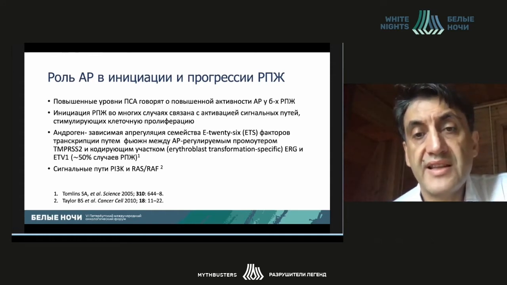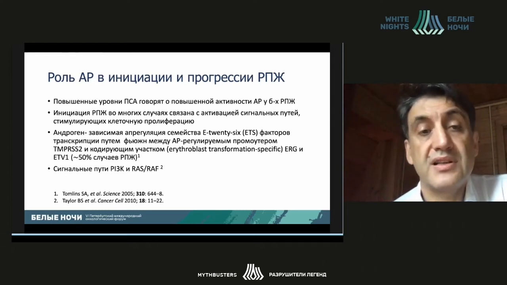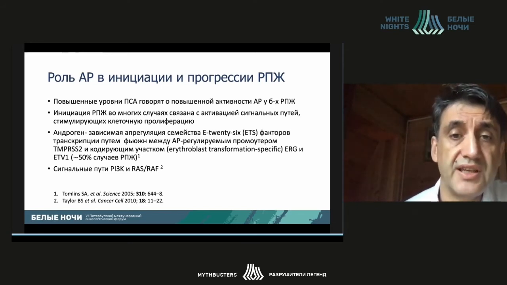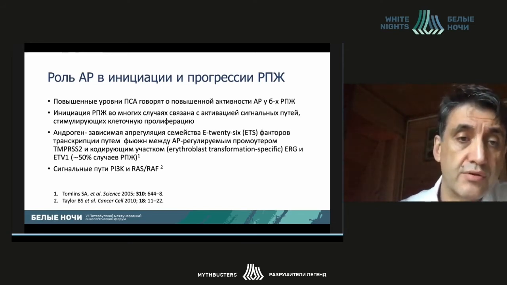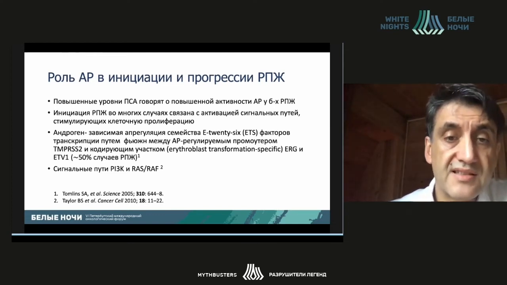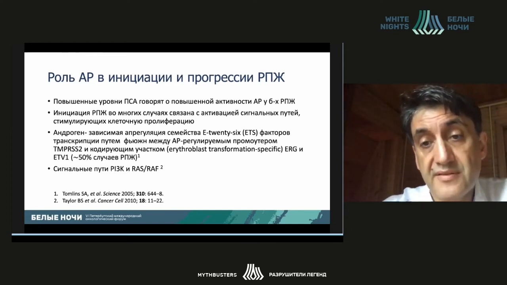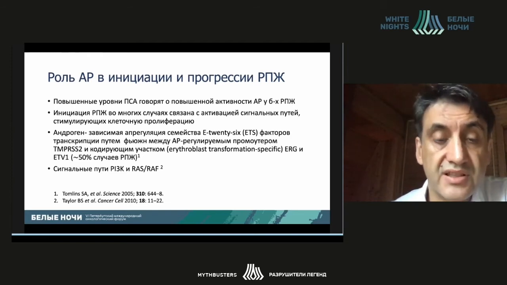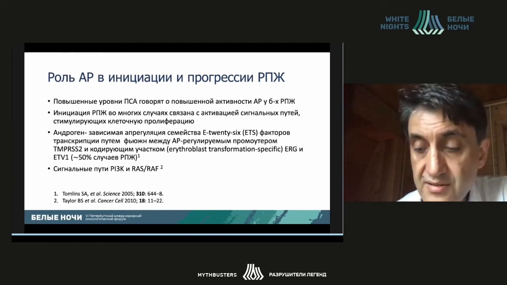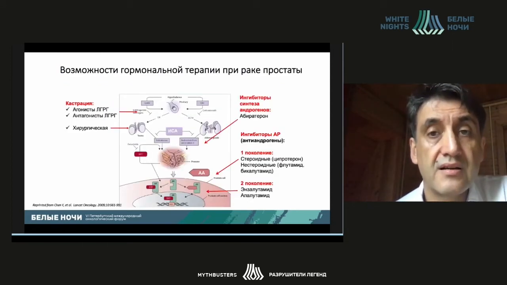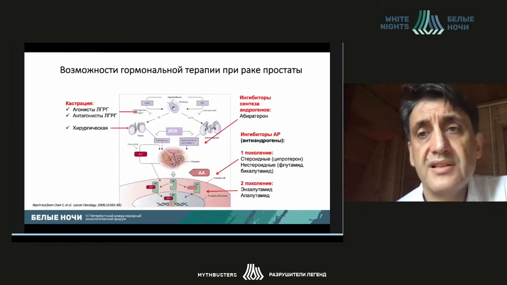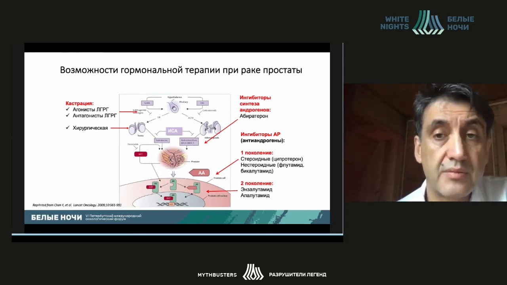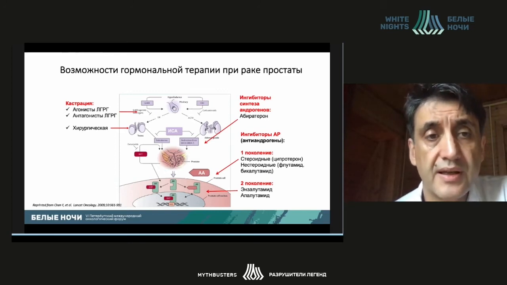So an increase in the level of PSA shows a higher activity of the androgen receptor in patients with prostate cancer. Initiation of prostate cancer is in many cases associated with activation of signal pathways that stimulate cellular proliferation. For example, androgen-dependent upregulation of the family of E26 transformation-specific transcription factors activates other signal pathways such as PI3K and RAS-RAF kinase. Essentially, the possibilities of hormonal therapy are aimed at eliminating the impact of androgens at different stages. We know these stages well enough.